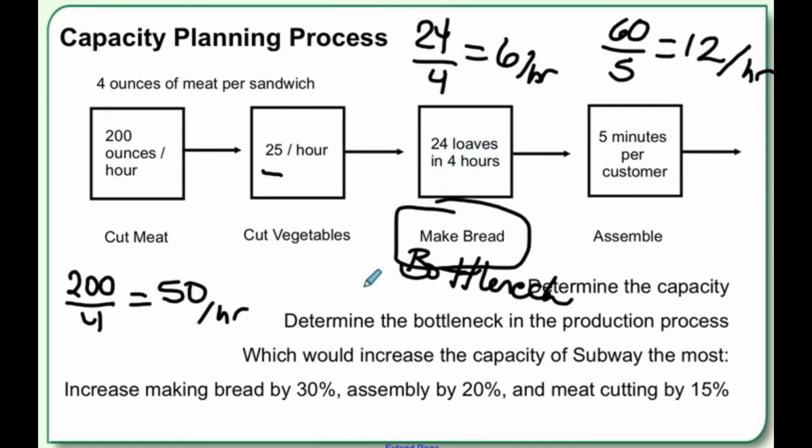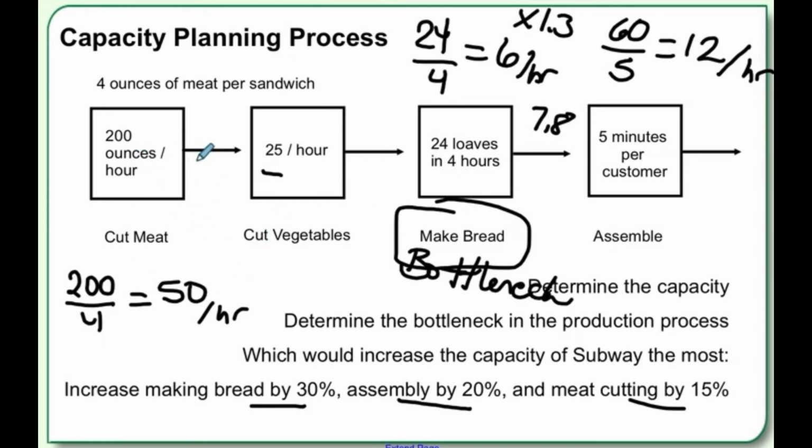So then we have to ask ourselves, if the forecasted demand is more than our current capacity, how could we bridge the gap? Well, let's suppose there are changes we could make to our company that would increase bread making 30%. We could increase assembly by 20%. We could increase meat cutting by 15%. So let's look at that. If we increase bread making by 30%, so that we take that 6 and multiply it times 1.3, then we can now make 7.8 sandwiches an hour.